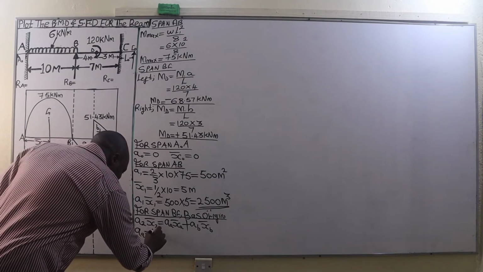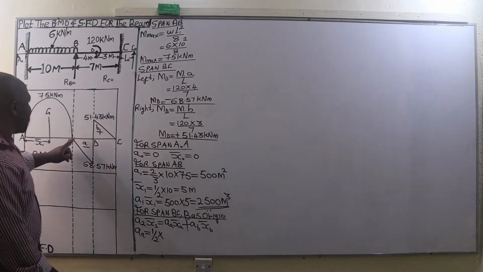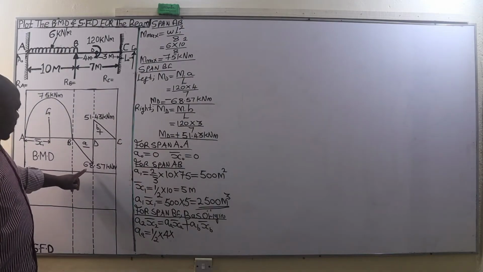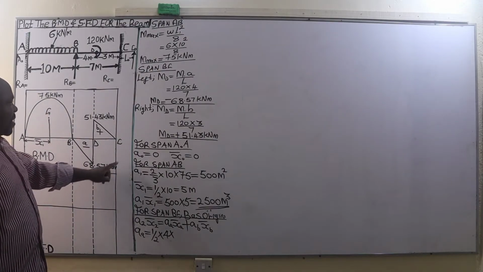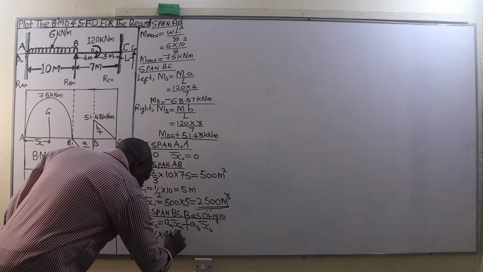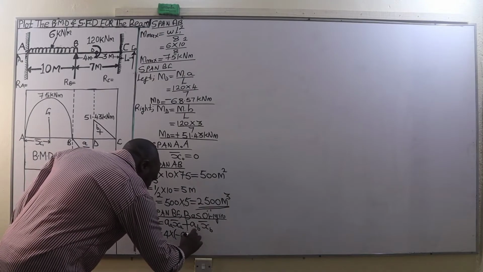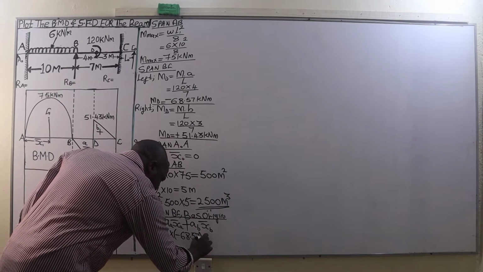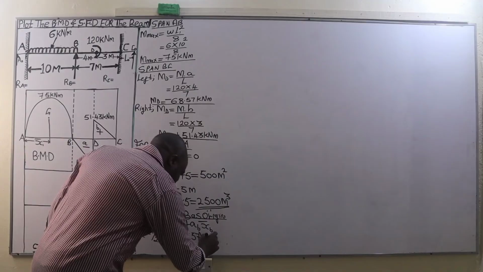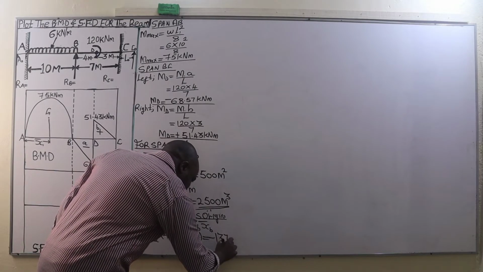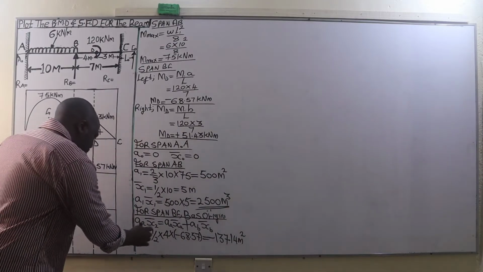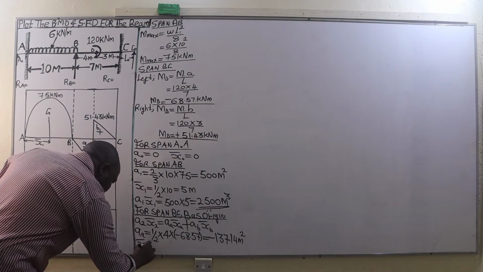The area of that triangle will be given by a half multiplied by its base, which is 4 meters, multiplied by its height, which is negative 68.57 kilonewton meters. That is the bending moment at D on the left hand side. So when we multiply a half times 4 times negative 68.57, that is going to give us an area of negative 137.14 square meters.